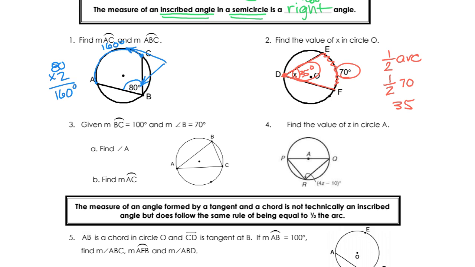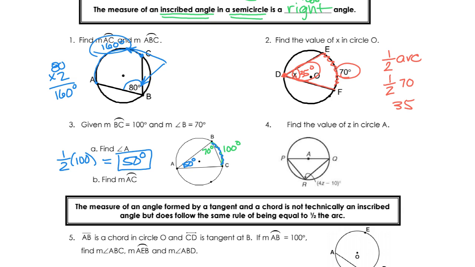Let's go ahead and do number 3. Given the measure of arc BC being 100 degrees, so this arc here, and the measure of angle B is 70 degrees, which would be here. They want me to find angle A. Well, angle A is an inscribed angle, and that 100 degrees belongs to it. And so half the arc, half of 100, equals 50 degrees for angle A.